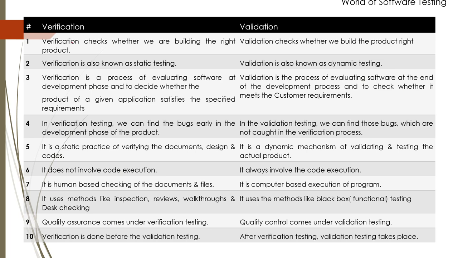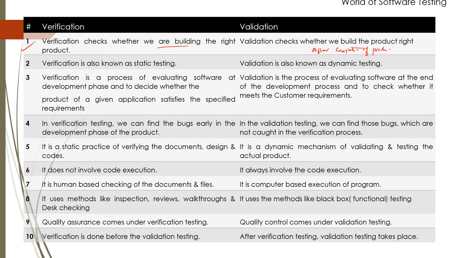The first difference is that verification checks whether we are building the right product, and validation checks whether we build the product right. This is after the completion of the product. So validation we perform on the completed product, and verification on the documents, that is to ensure whether we are building the right product. So this is nothing but verification. So this is the first difference.